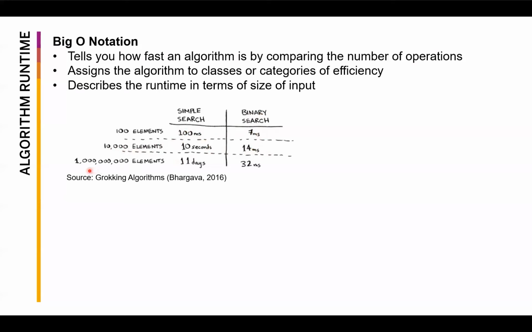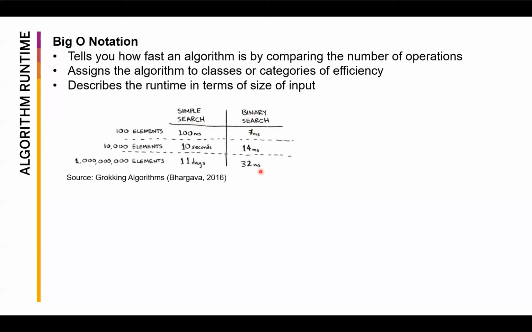If we go for 1 billion elements, a simple search would run for 11 days, while binary search will still run on 32 milliseconds. So from here, we can classify that the simple search is a very inefficient search method, while binary search is a more efficient one.